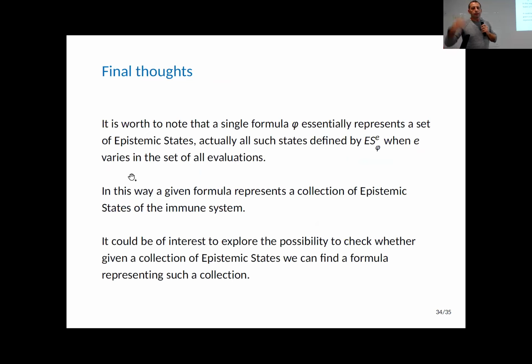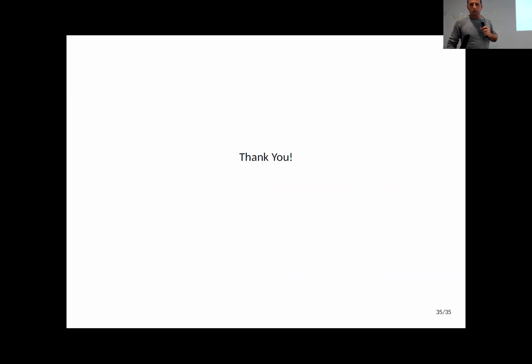Also we have to note that it could be of interest to explore the possibility to check, for a given collection of epistemic states, whether we can find a formula that represents such a state. So this is another direction for the analysis. And this was the main part. Thank you.